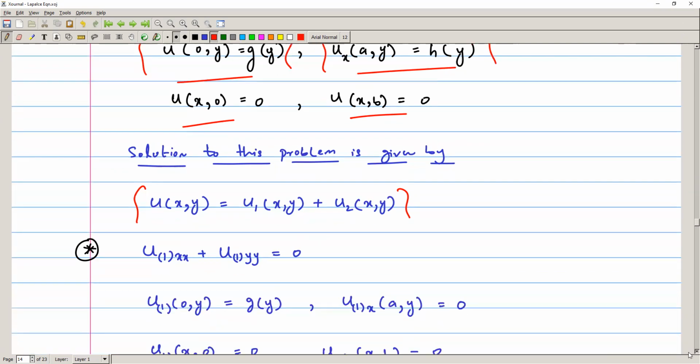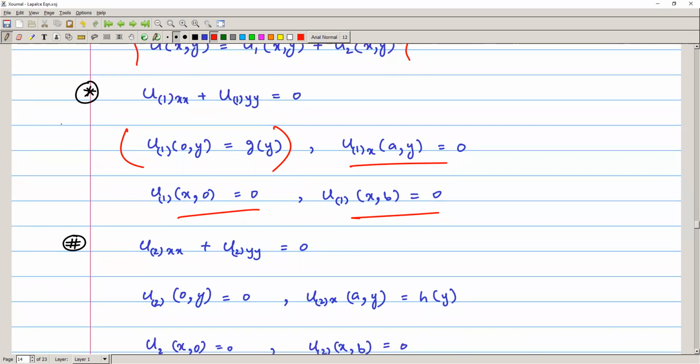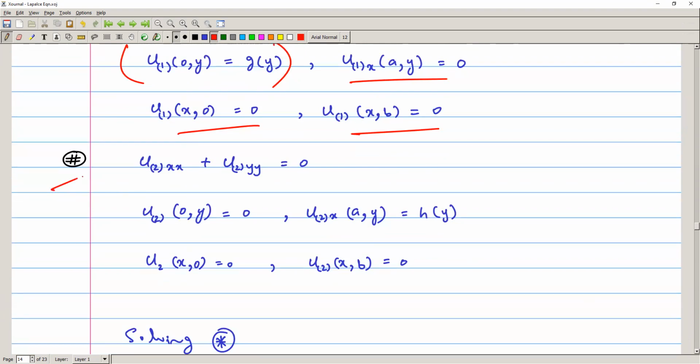So we will split the conditions here. We can see that u1_xx plus u1_yy is equal to 0. First of all, we will compute for g(y), and we will make this one 0, and these are already 0, right? We call this the first equation. And for the second equation, that is u2_xx plus u2_yy is equal to 0, the boundary conditions will be like this. Now this one is non-homogeneous and all other conditions are homogeneous, right?